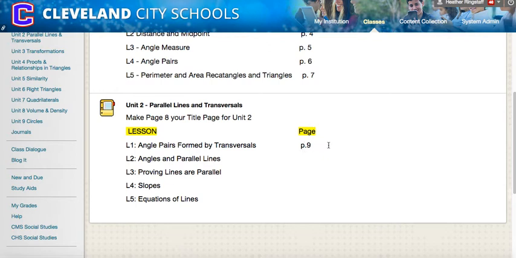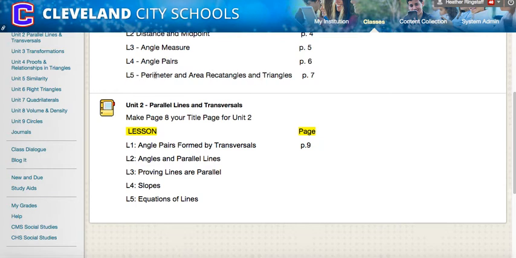And the reason it's page 9, notice that says page 7, is because I want you to separate the two units by making a title page. So that way the units won't blend together. Just have a separate page, and you can do anything you'd like with it. You can decorate it. Just write the title on it or whatever, but just go to the page right after you have perimeter and area and make it your title page for Unit 2.